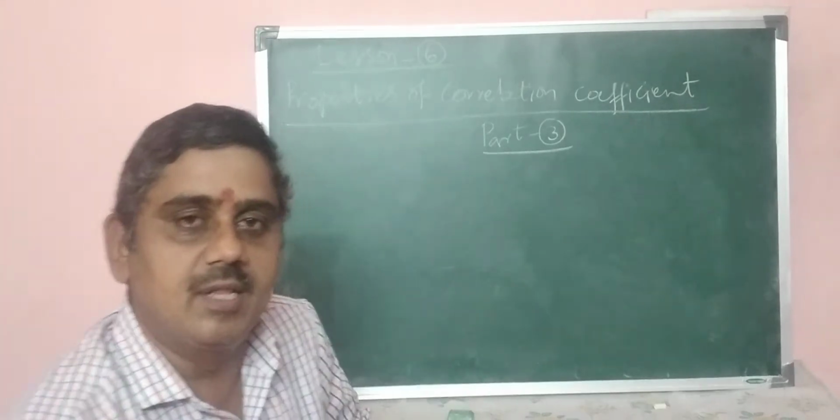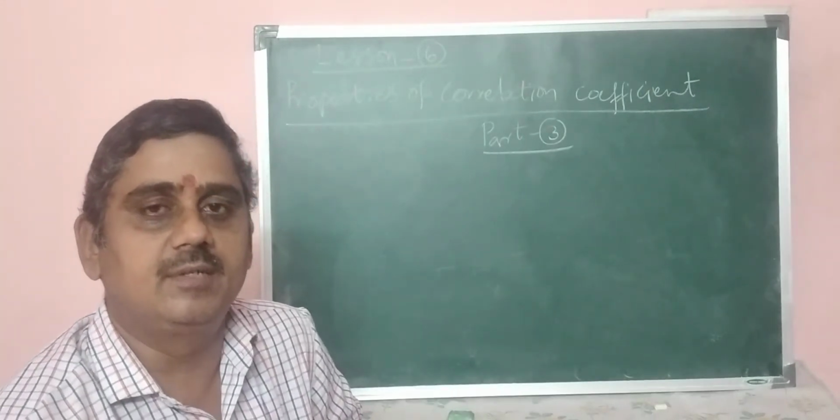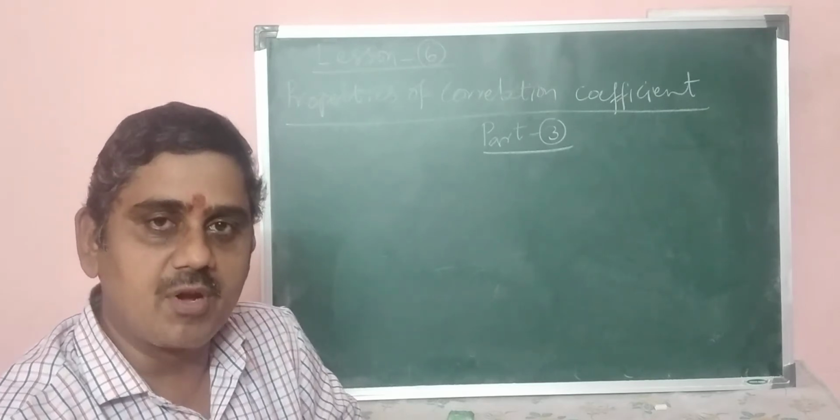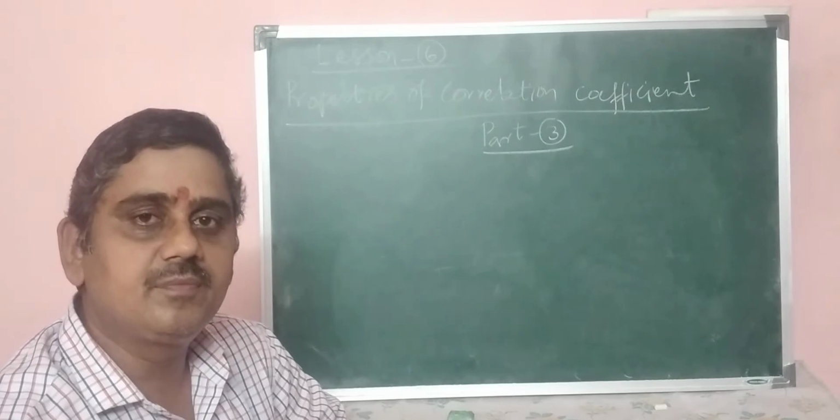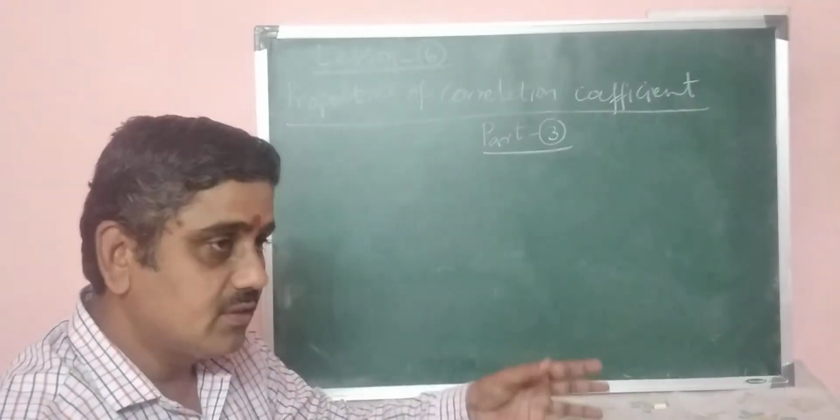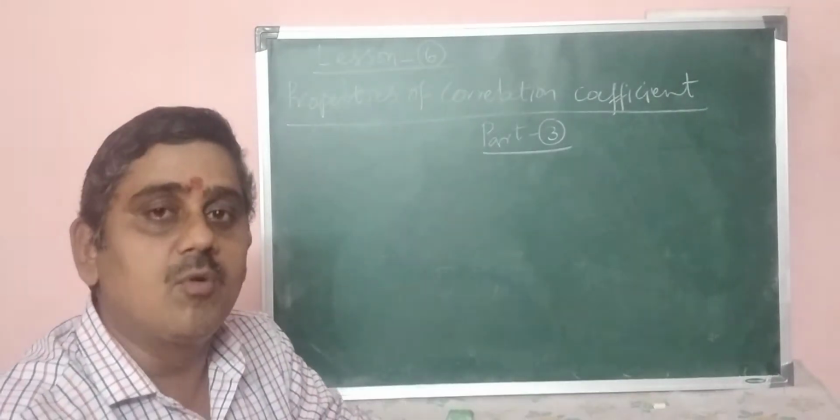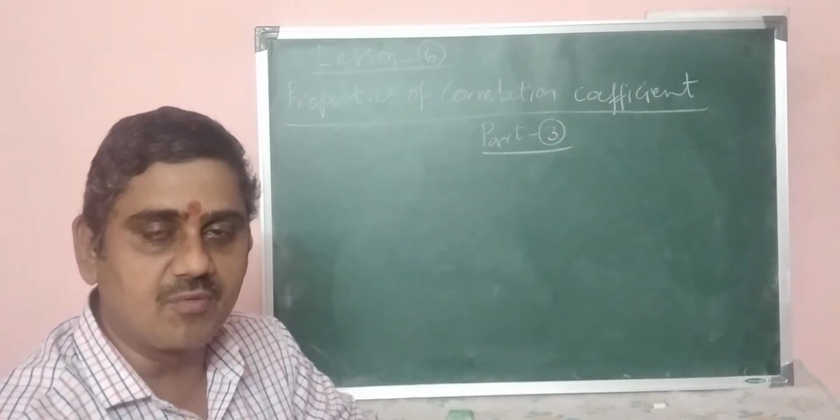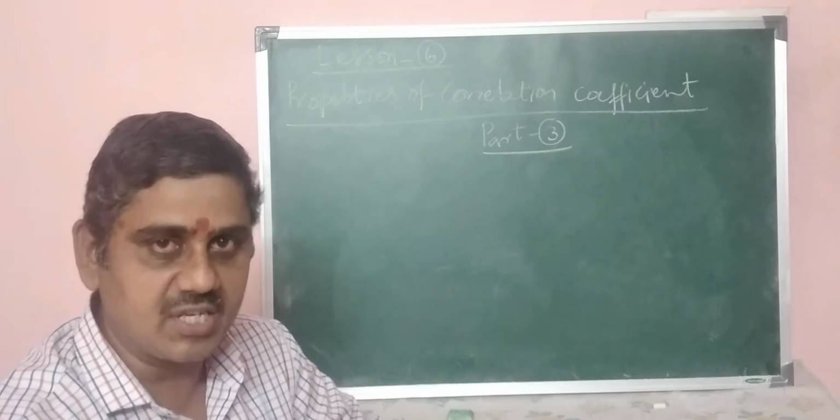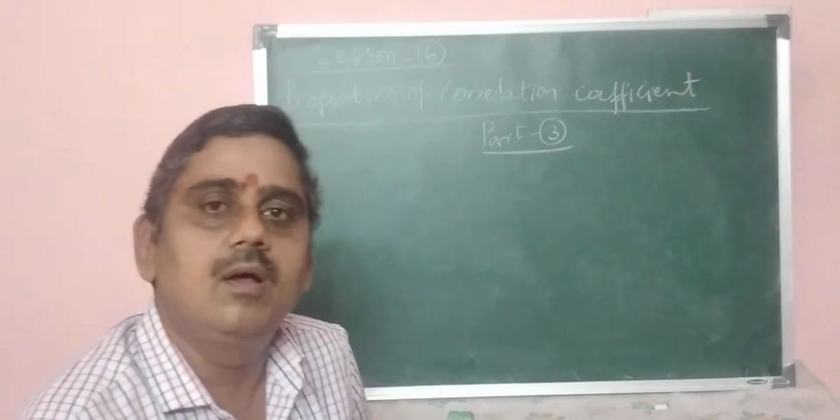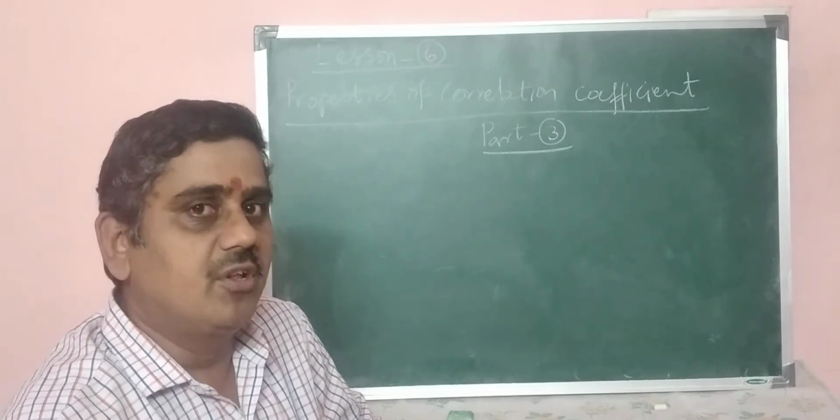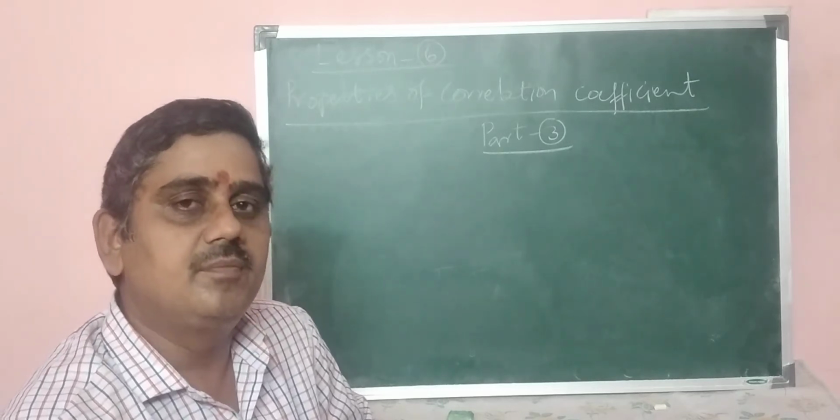We have discussed in the previous parts, lesson 4 and lesson 5, the properties of correlation coefficient. Today we discuss one more property left in the properties of correlation coefficient. We have discussed the three properties.